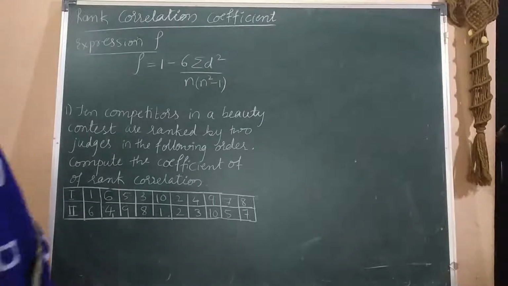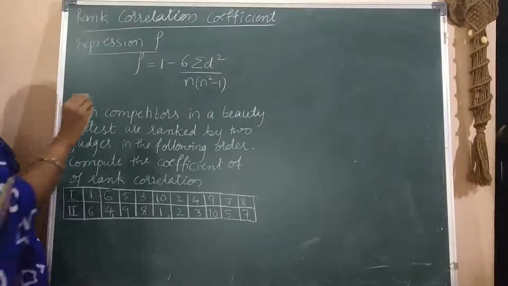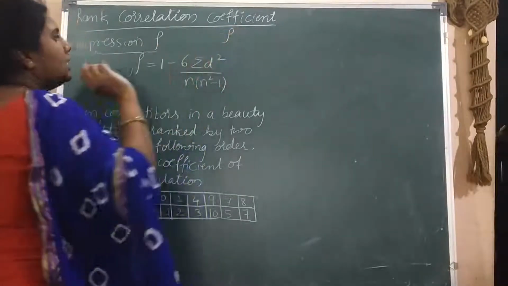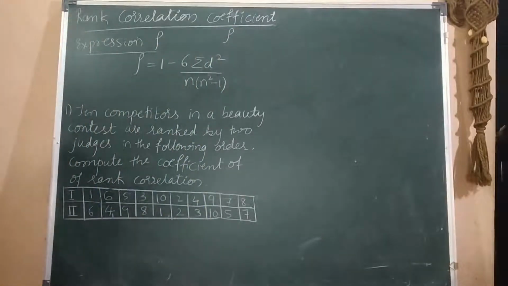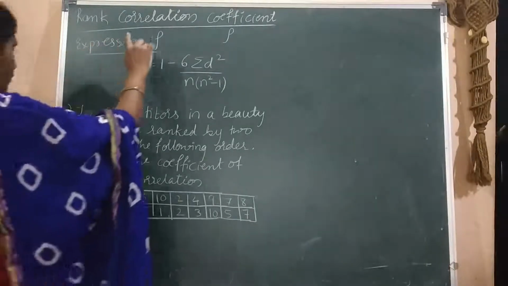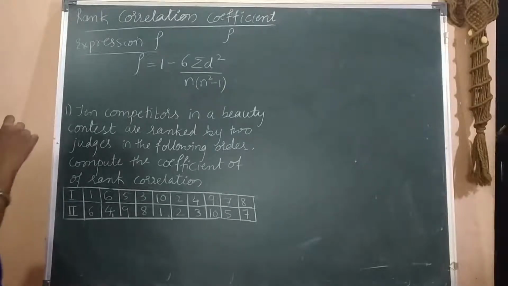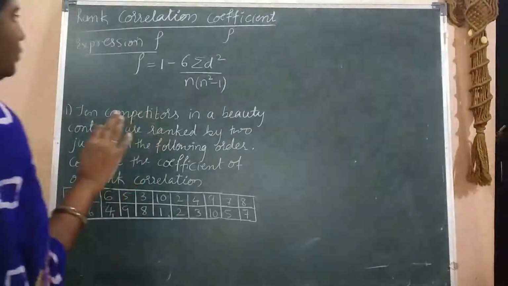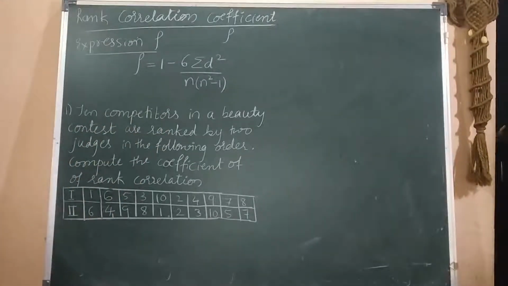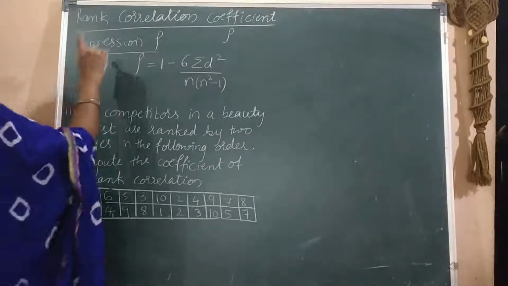Okay. Next part of the third model is rank correlation coefficient. Rank correlation coefficient is denoted by rho, and it is nothing but the coefficient of correlation in respect of the ranks. The coefficient of correlation in respect of ranks of two individuals or any two characteristics of two individuals is called rank correlation.